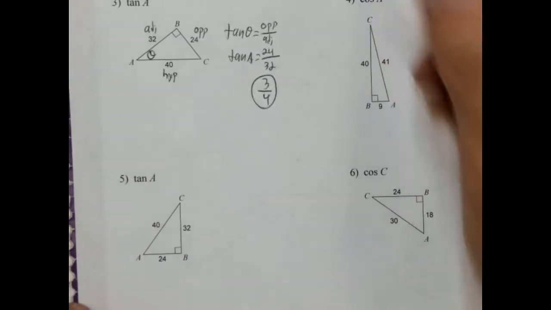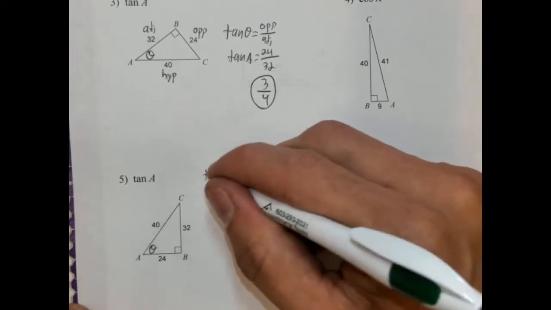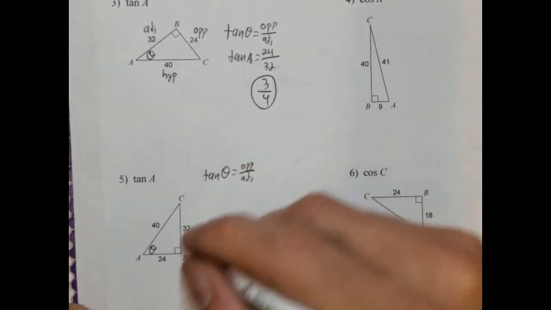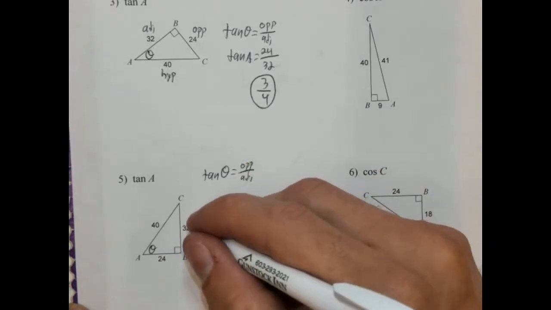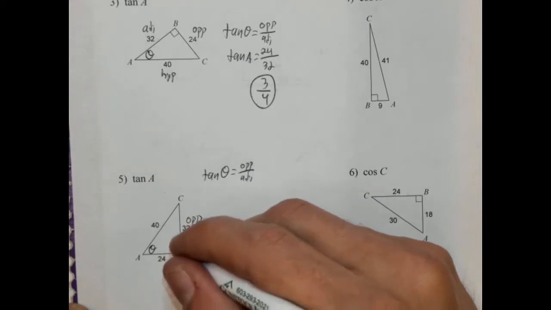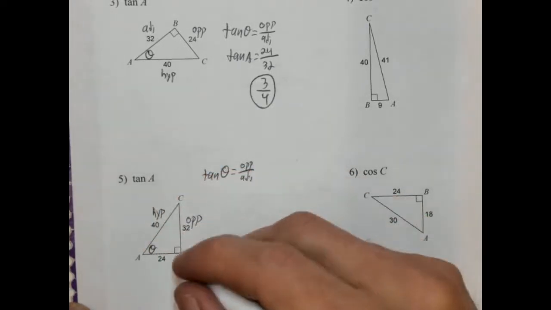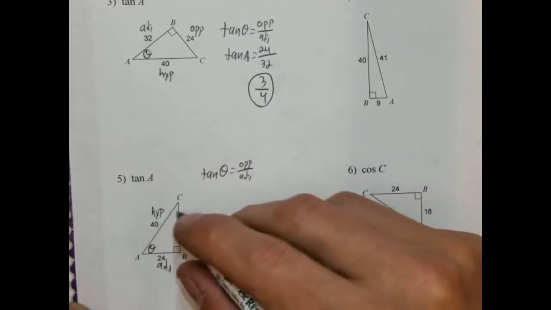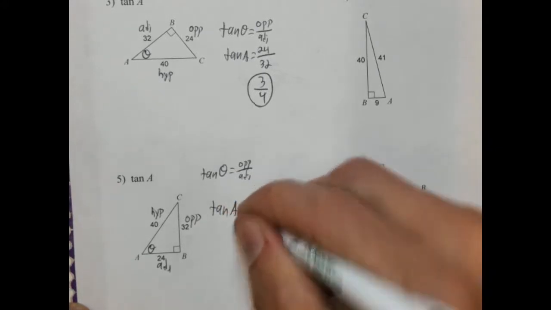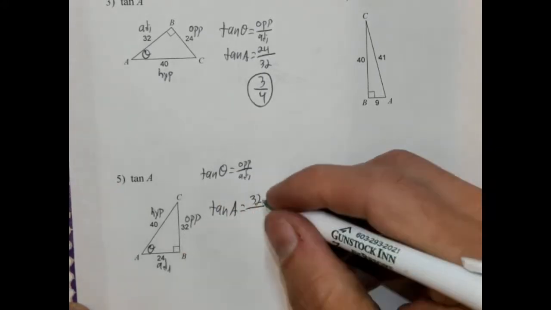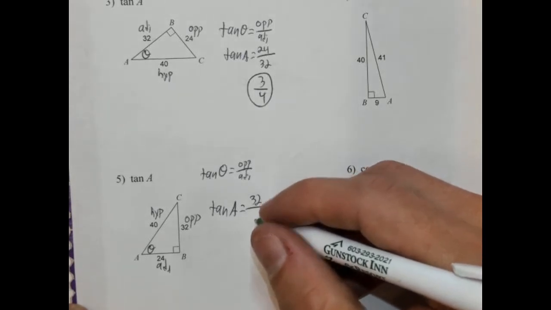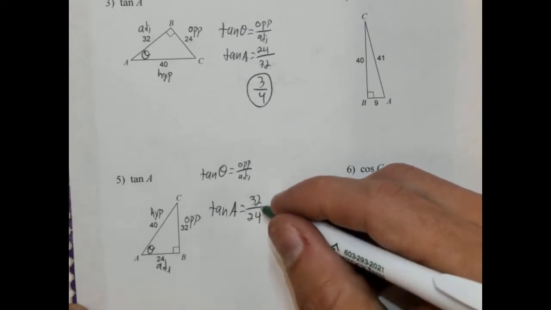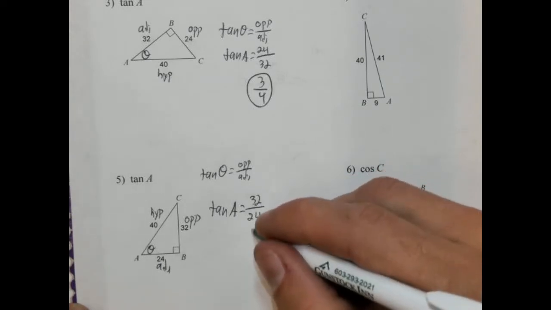Okay, tangent of A again here, so this is our theta. Tangent of theta is opposite over adjacent, and this is going to be our opposite. This is our hypotenuse right here, and this is our adjacent. We know it's hypotenuse because it's opposite the 90-degree angle. So tangent of A is going to be 32 over 24. They're both divisible by 8 again, so that's going to be 4/3.